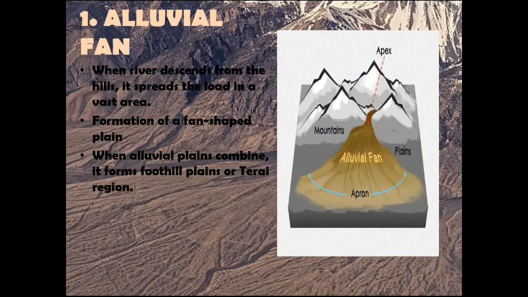First one we have is alluvial fan. When a river descends down the slope of the mountain, it carries a lot of load with itself. So it deposits its load in the form of a fan near the tarai or the foothill of the mountain, and it forms an apron kind of thing. I'm showing here this apron of alluvial fan. It forms a fan shaped feature, which is why it is called alluvial fan.